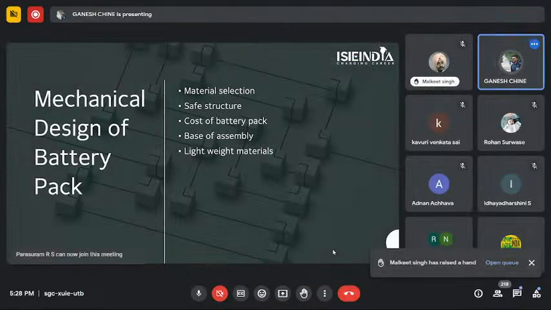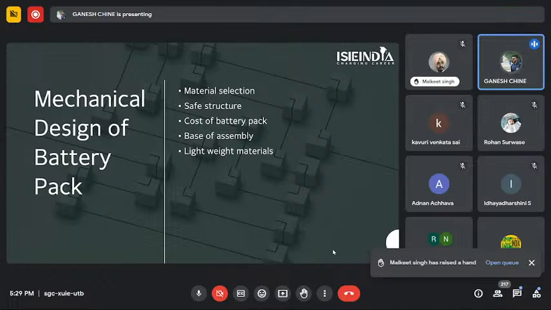We also need to keep in mind the cost of the battery pack. While selecting the material, we mostly use lightweight material to reduce the weight of the battery pack. Mostly we use aluminum, but now research is going on into the use of composite material for battery pack design.